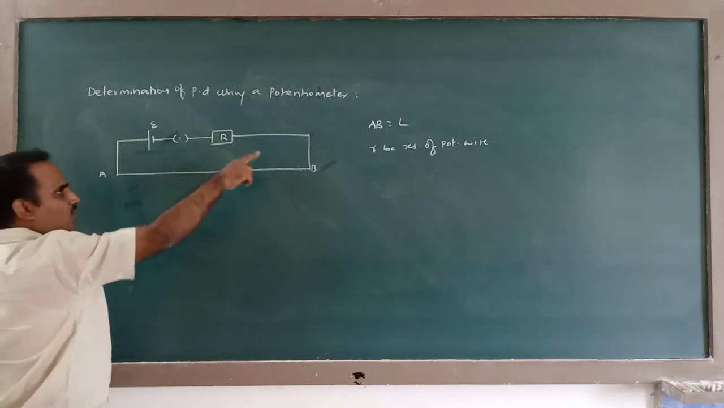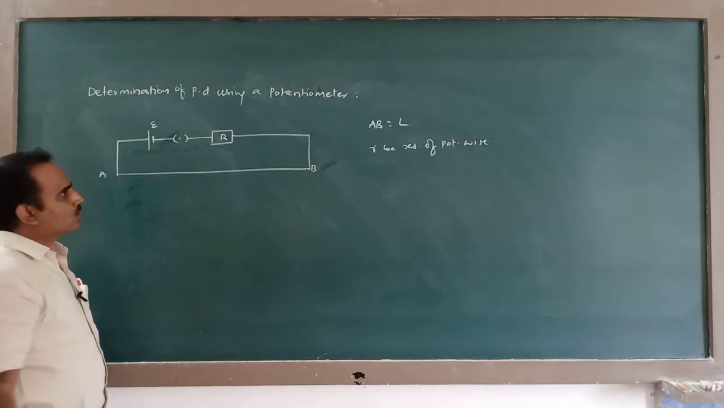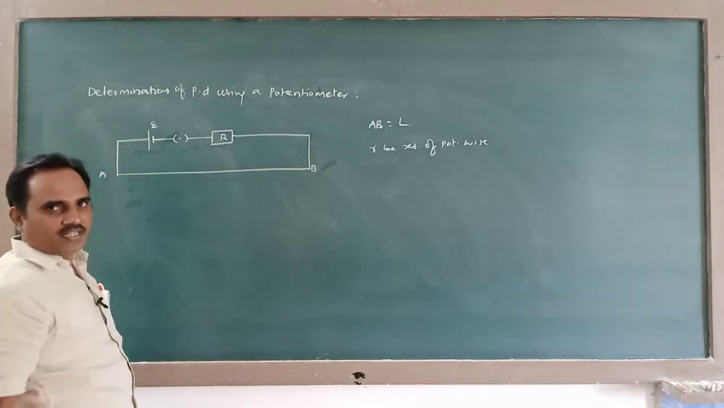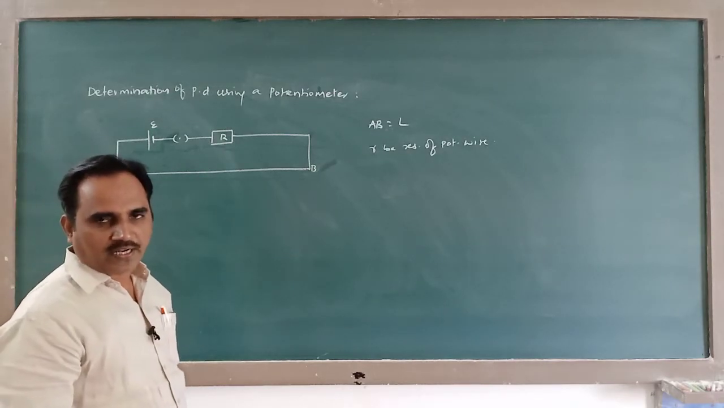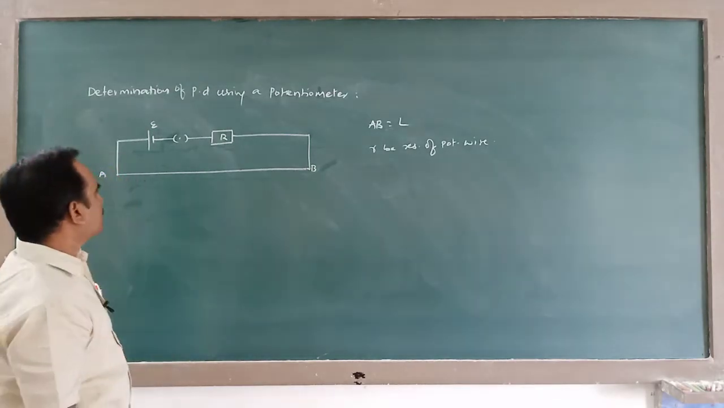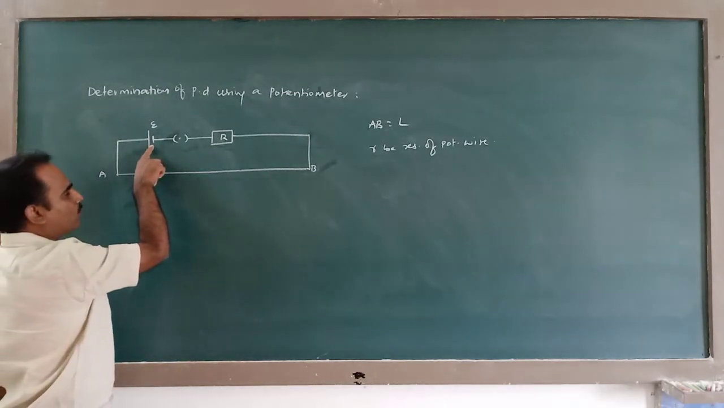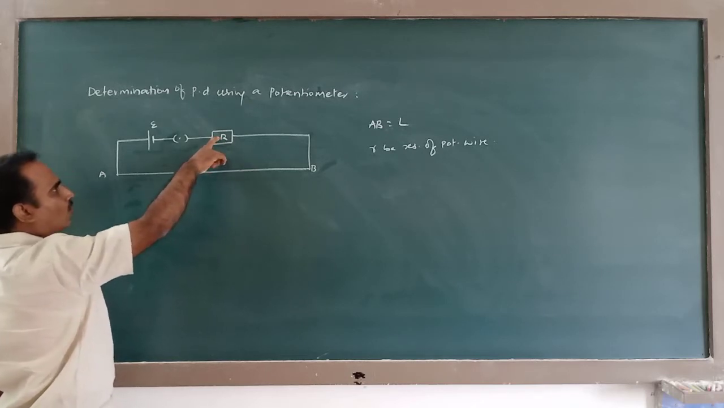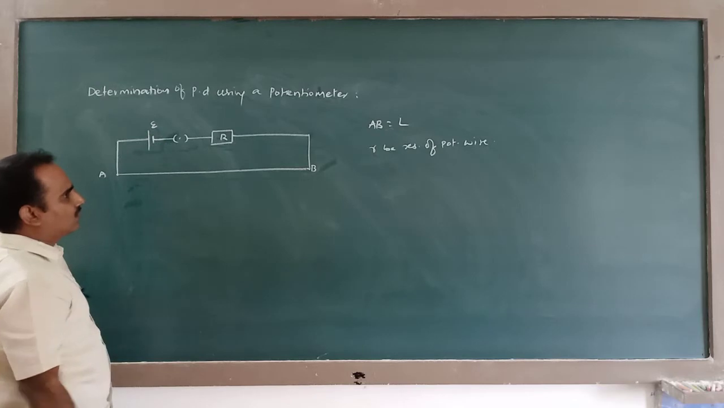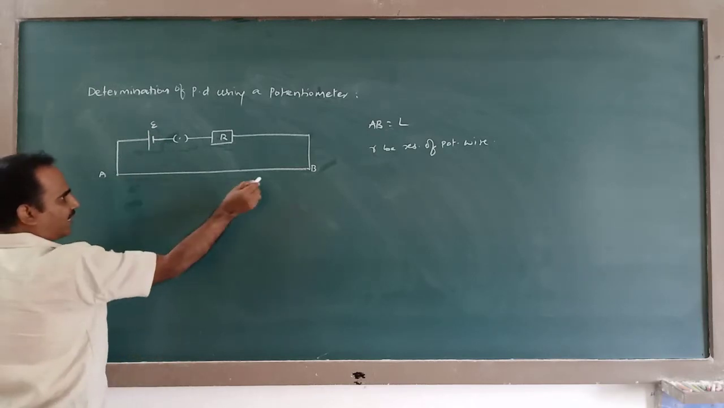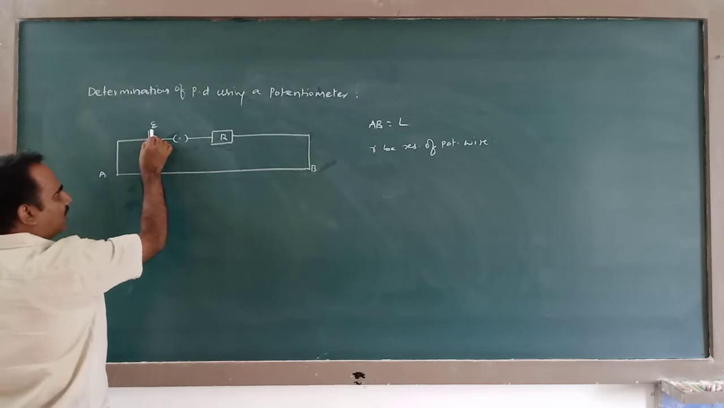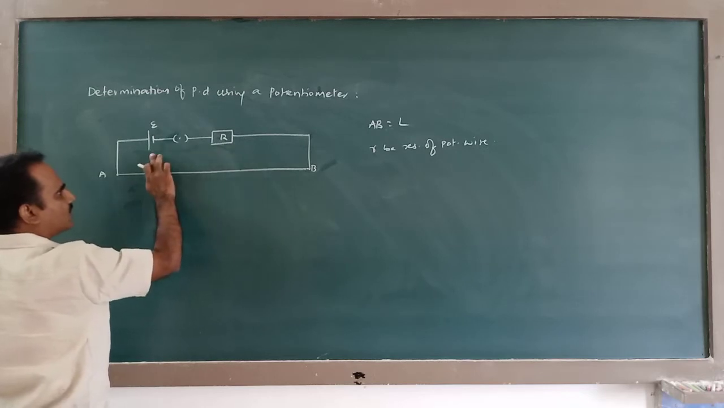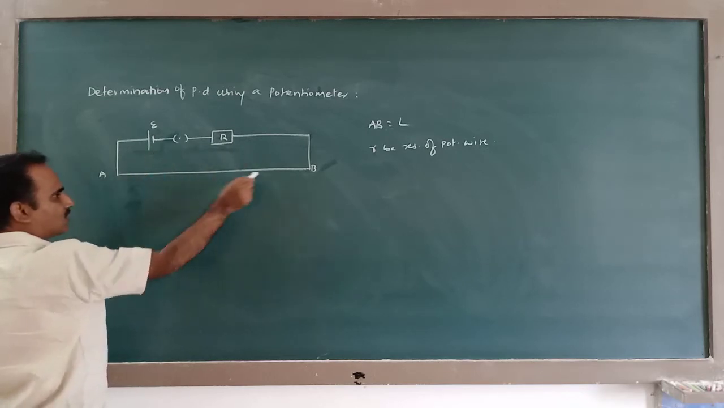So this is called the primary circuit. Here there is a cell of EMF E. Its internal resistance is negligibly small, that's why I did not consider it, because the internal resistance of the cell is negligibly small when compared to this standard resistance. So we need not consider the internal resistance of the cell. Across this wire AB, a cell and external resistance R are connected in series, and this series combination is connected in parallel across AB.